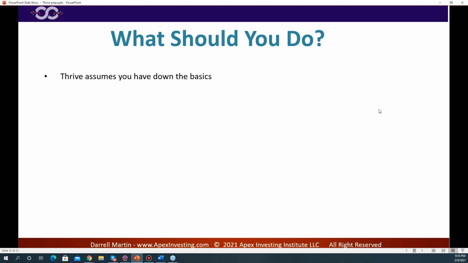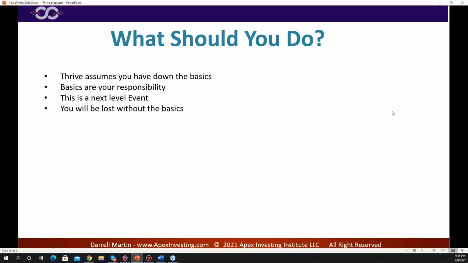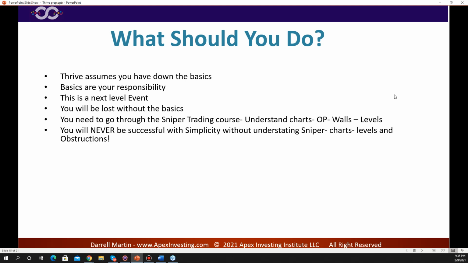So again, Thrive is going to assume that you have down the basics, and the basics are your responsibility, okay? You need to know the basics. You need to take the time to learn the basics, get them down, go through the courses. This will be a next level event. You're going to be lost without it. You need to go through the Sniper trading course, especially those sections about understanding the charts. Okay, and I can tell you now, you'll never be successful with Simplicity without understanding all these other things, and that will become much more apparent to you in the Thrive event.